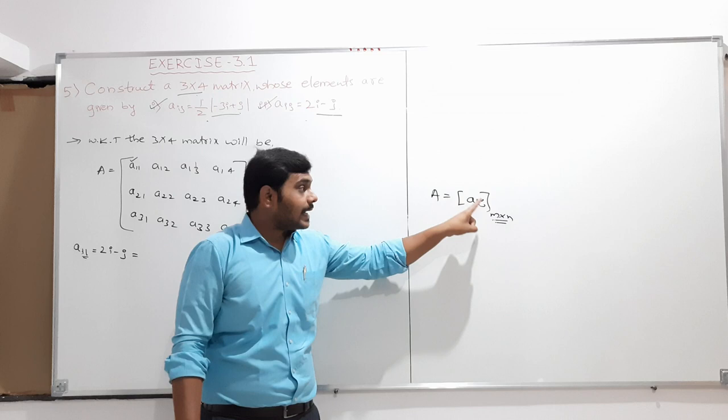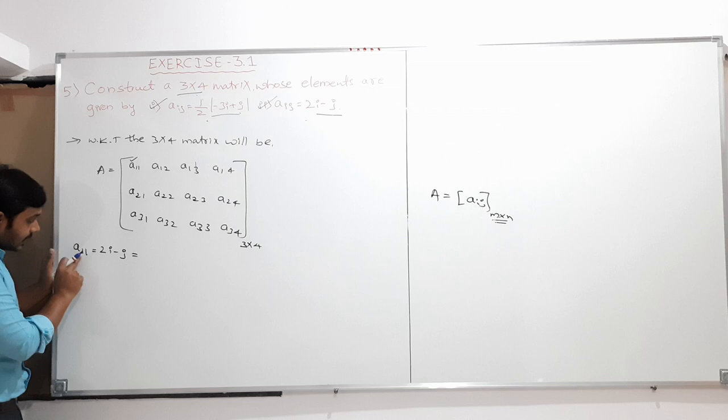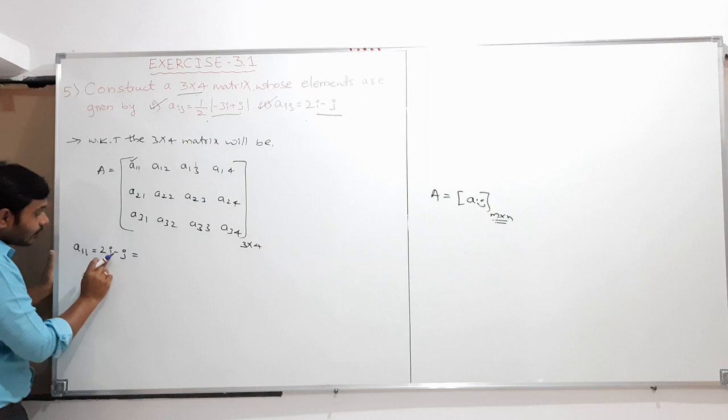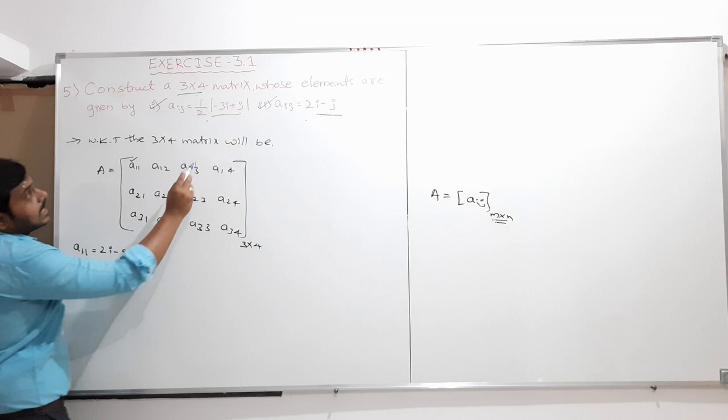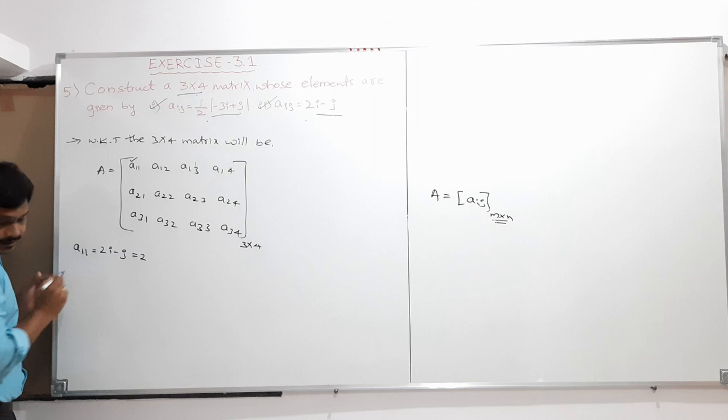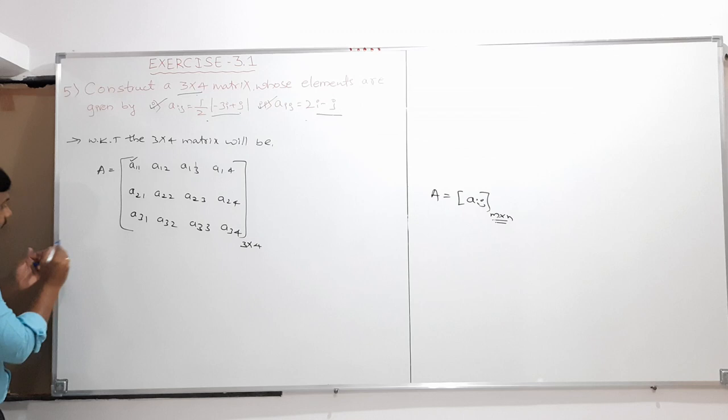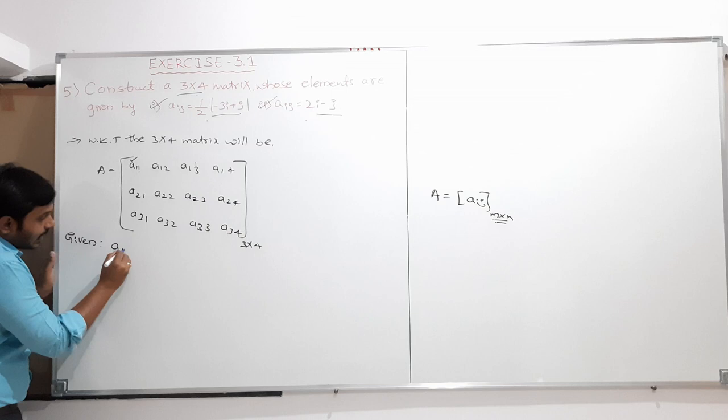So I need the a11 value. The given condition is 2i minus j. So I will take i value as 1 and j value as 1, and then I will get the element a11. They defined that a_ij should be 2i minus j. Or else you can write at the start: given the condition, a_ij is equal to 2i minus j. So this condition should be satisfied.